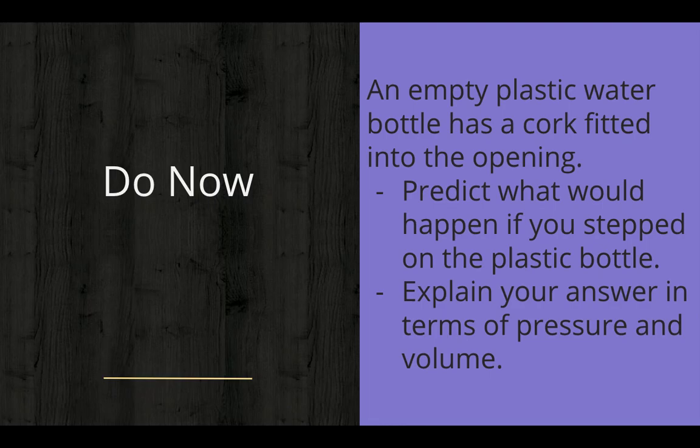Welcome back, everyone. Today we're going to look at 5.9 and 5.10. So for the do-now today, imagine you have an empty plastic bottle that's kind of corked. What happens if you step on it? Explain what happens in terms of pressure and volume.